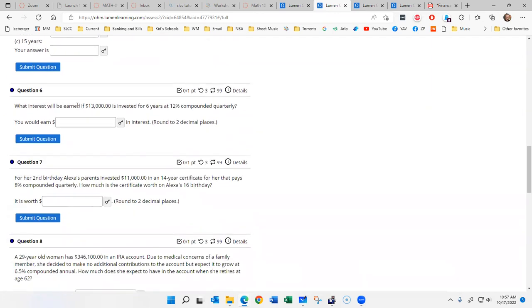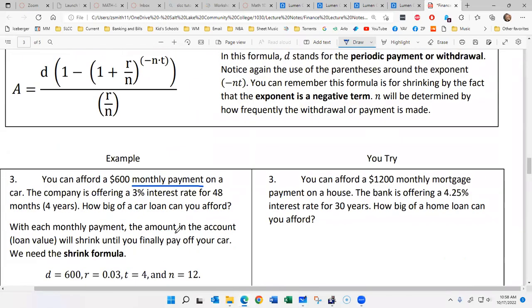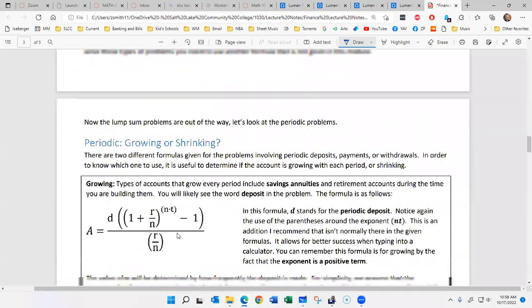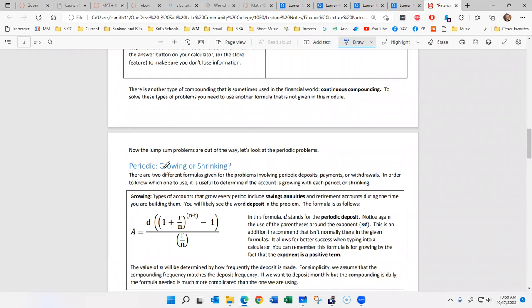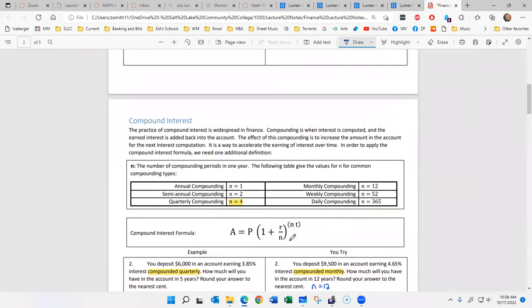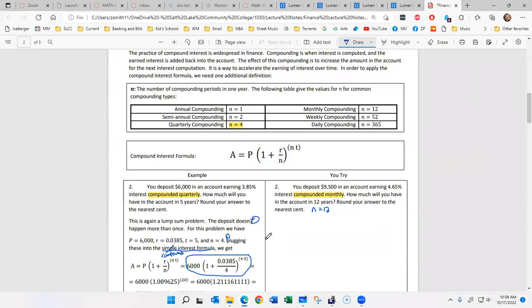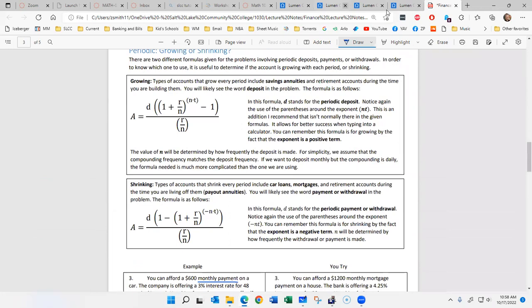Interest, how much interest will be earned? That's a compounded, quarterly, lump sum problem. Now for the lump sum, shrinking problem, one, right? No. So the shrinking, growing are all of the periodic problems. Oh, okay. The lump sum are either simple interest or this compound interest. Okay. Perfect.